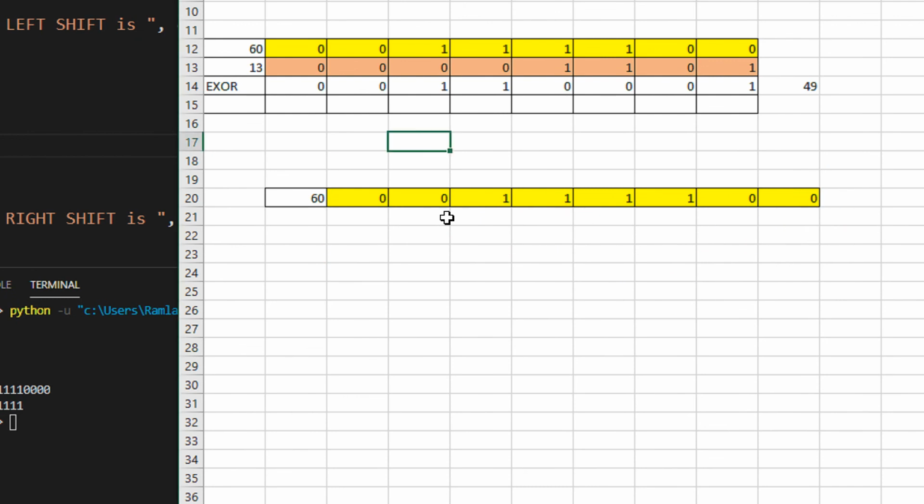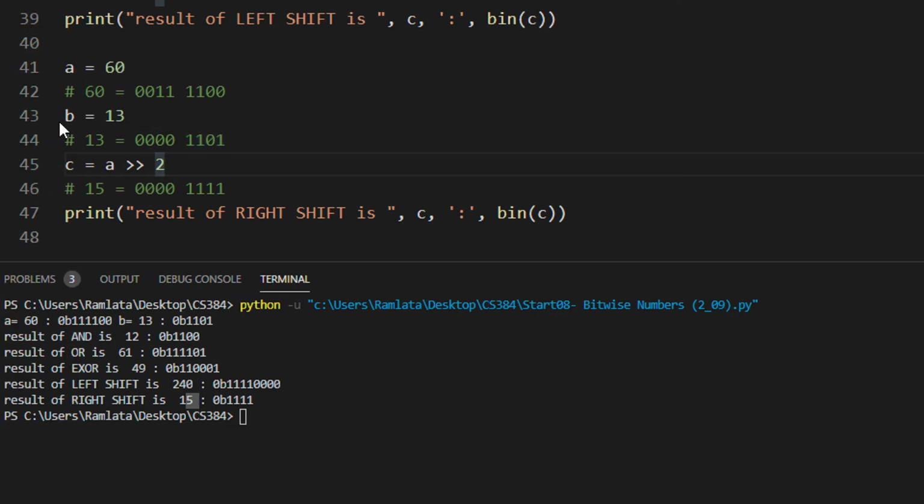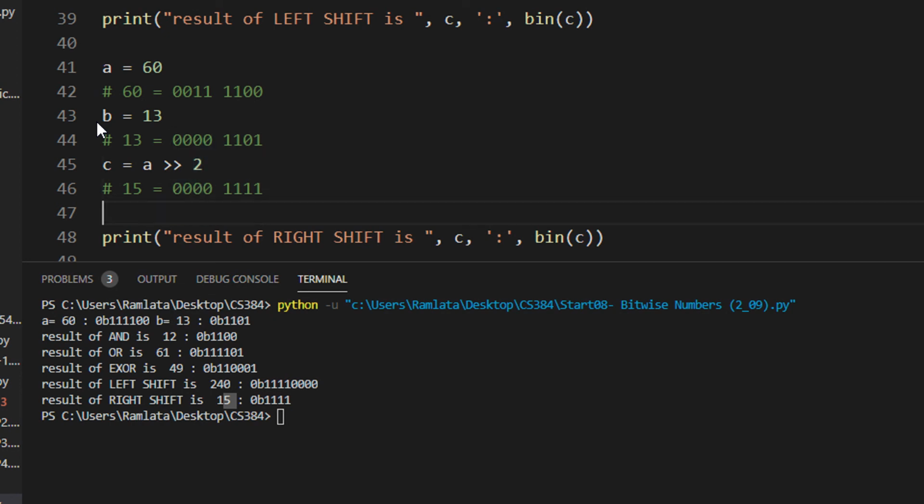So let us just verify it is equal to bin to dec. The number was 00001111, which is nothing but 15. Again, remember one thing when you are doing right shift. When you are doing the right shift, you are losing the numbers, right? On the right hand side. So this is also technically what happens when A is 60 and right shifted by 2.